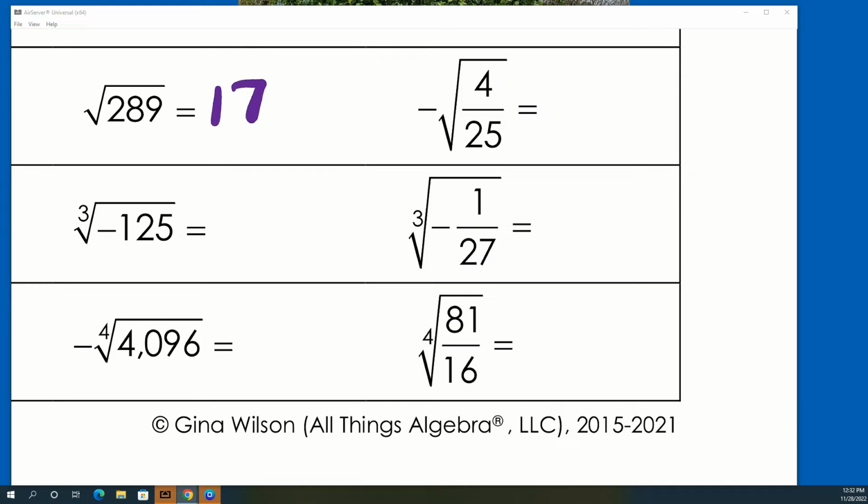All right, and then we have some fractions, and don't let the fractions scare you. It's not a big deal. So if there's a negative in front, we'll just go ahead and make it negative. And then to do the square root of a fraction, you just do the square root of the top. So what's the square root of 4? 2. And then just do the square root of the bottom. The square root of 25 is just 5. And that's all you have to do. It's not a big deal.